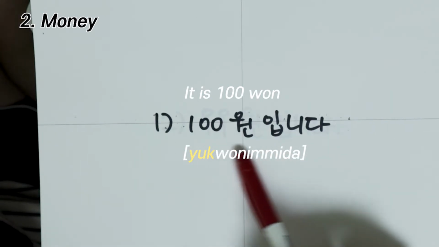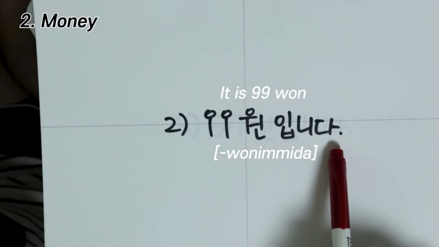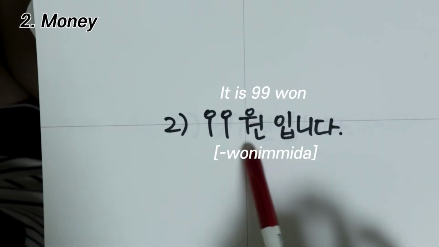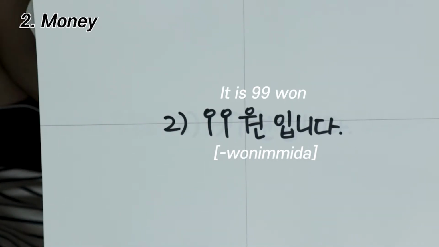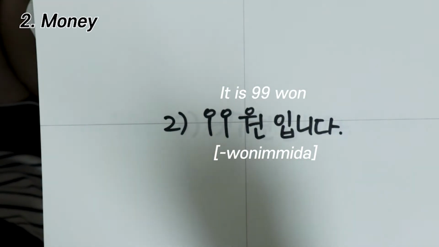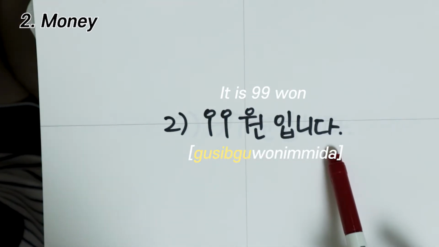100원입니다. Okay, this means it is 99 won. So how can you say this one in Korean? I'll give you 3 seconds again. 3, 2, 1. 99원입니다.